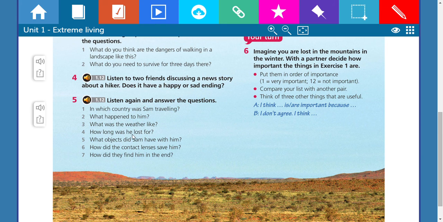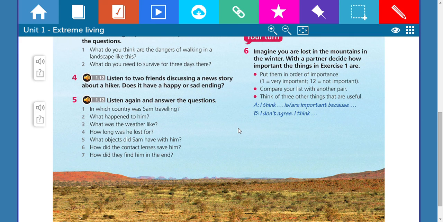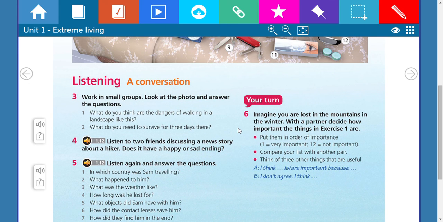How did they find him at the end? How? In what way? A car? A bicycle? Motorcycle? A helicopter? No? A helicopter found him. Interesting.